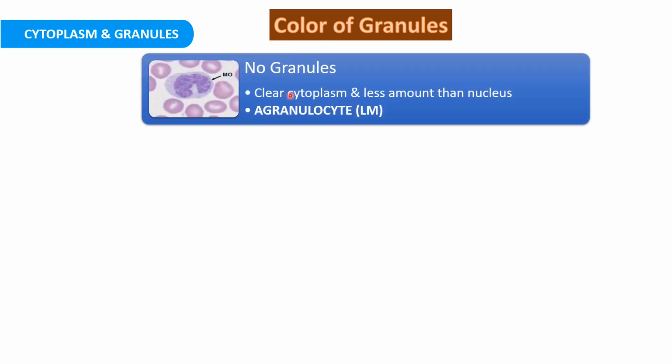First of all, if there are no granules in the cytoplasm, if you see clear cytoplasm, and less amount than the nucleus is present, then it is an agranulocyte. The name itself suggests it: agranulocyte means there are no granules in this WBC. That is lymphocyte and monocyte. Lymphocyte and monocyte do not have any granules, that is why they are known as agranulocytes.